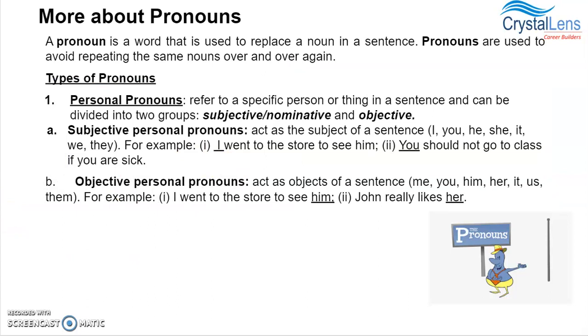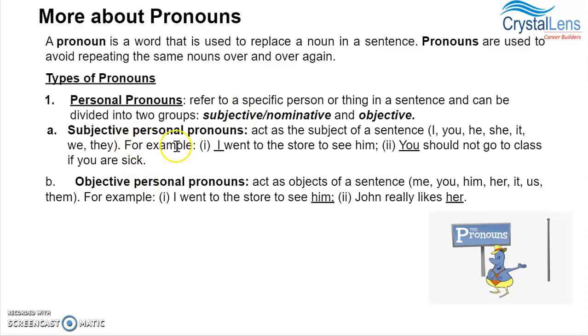More about pronouns. Like I said, a pronoun is a word that is used to replace a noun. It helps to avoid repetition. So rather than using the same noun over and over, we use pronouns instead. There are different types of pronouns. First, we have personal pronouns. Personal pronouns refer to a specific person or thing in a sentence, and they are divided into 2 types. So we have subjective personal pronouns and objective personal pronouns.